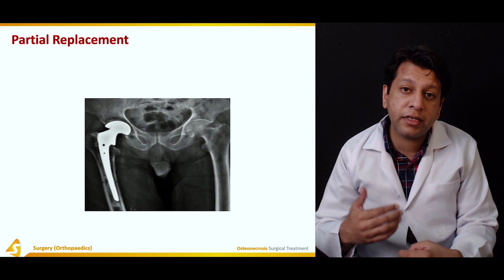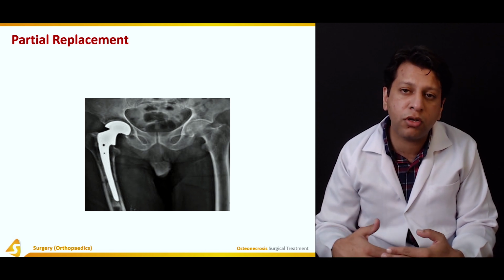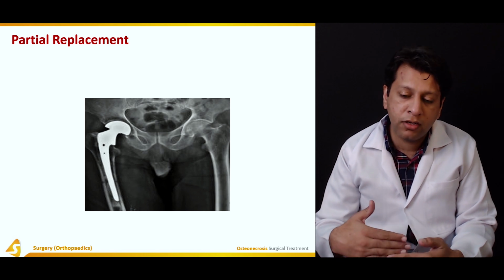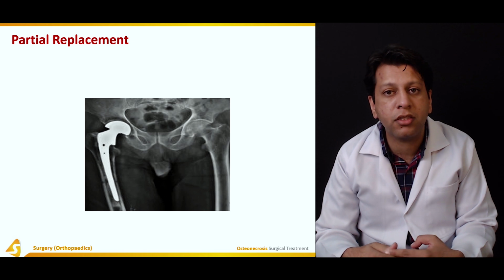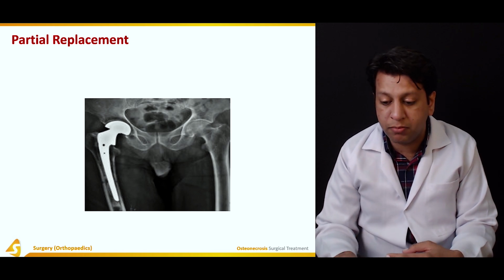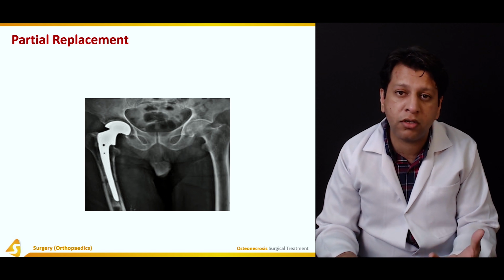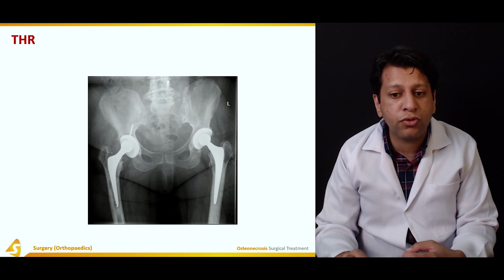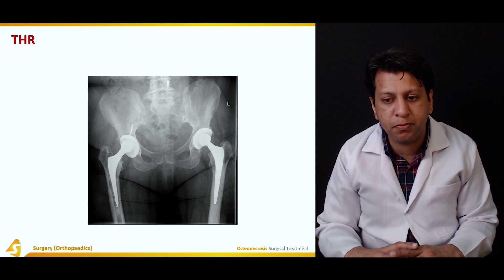But if the osteonecrosis has progressed to such an advanced stage that it has not only caused the collapse of the femoral head, there is reduced joint space and there are advanced arthritic changes of the acetabulum, then partial replacement is not the choice, because arthritis of the acetabulum will still cause pain despite the replacement. So then the option is the total hip replacement, that is the THR.